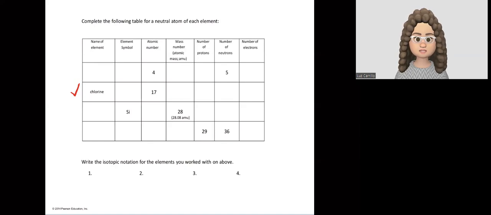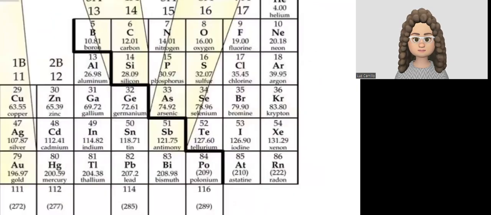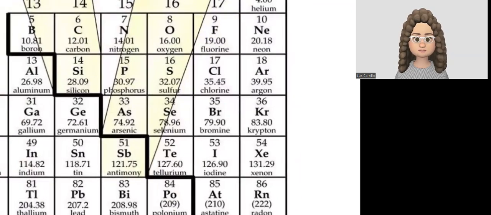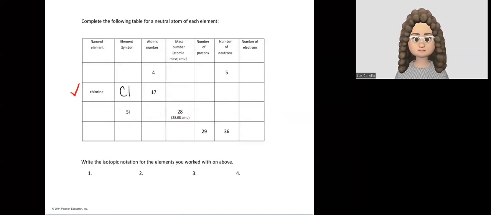Since I know that I'm looking at the element chlorine, and its atomic number is 17, looking at the periodic table, I can observe that the symbol for this element is a capital C followed by a lowercase L. Next, since I know the atomic number, I can already determine the number of protons and the number of electrons.